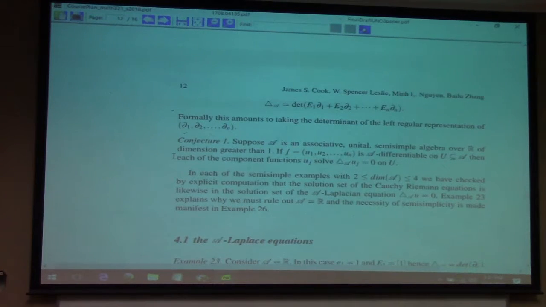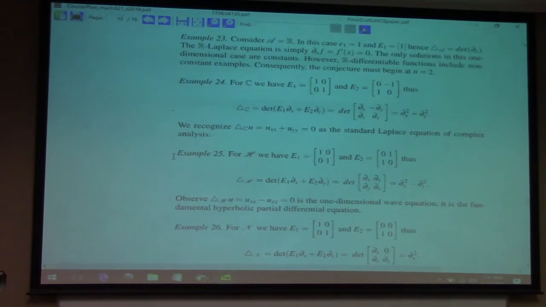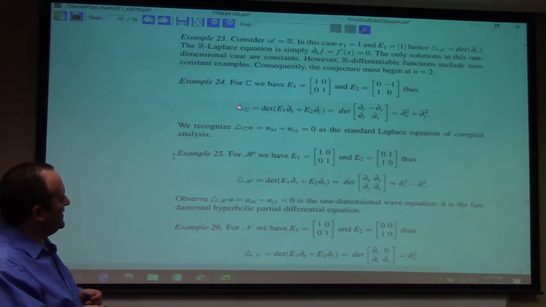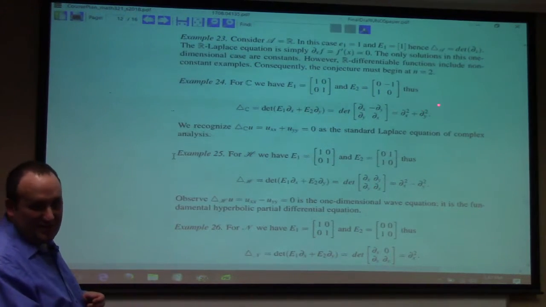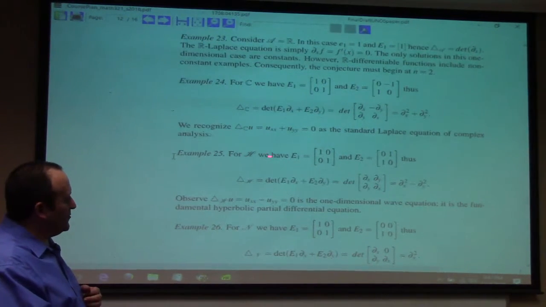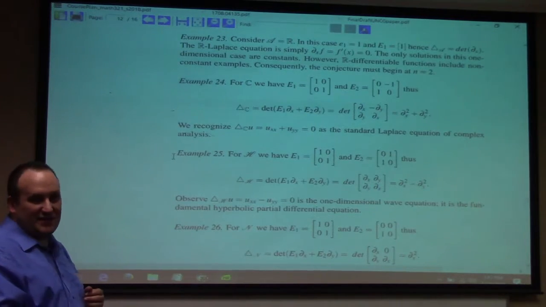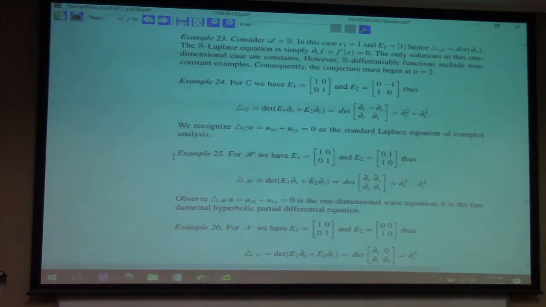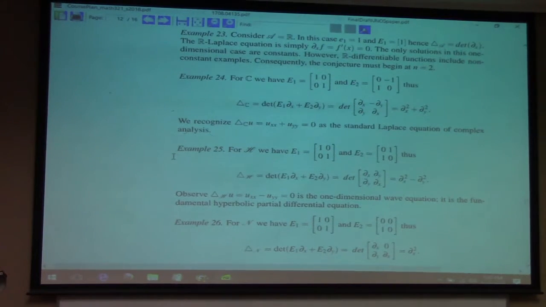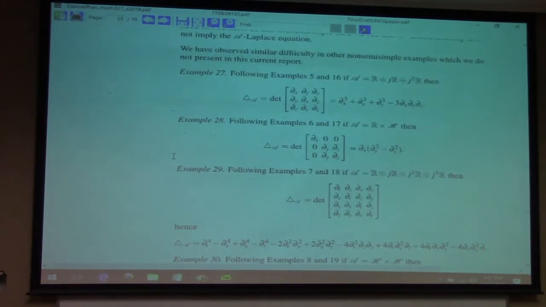Oh, here's Spencer's A Laplacian. I haven't looked at it much lately, but we figured out that all of the components of an A differentiable function have to satisfy this equation. For example, the A Laplacian for the complex numbers is just the ordinary Laplacian. The A Laplacian for the hyperbolic numbers is basically the operator which gives you the wave equation. The A Laplacian for the null numbers is just partial x squared. Weird. The A Laplacian for the 3 hyperbolic numbers is this guy.